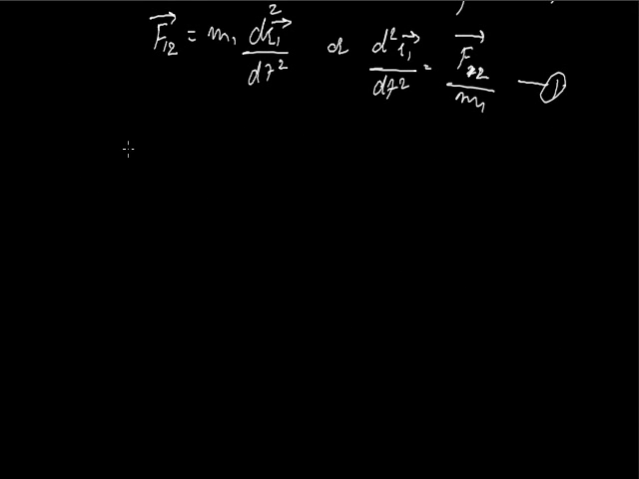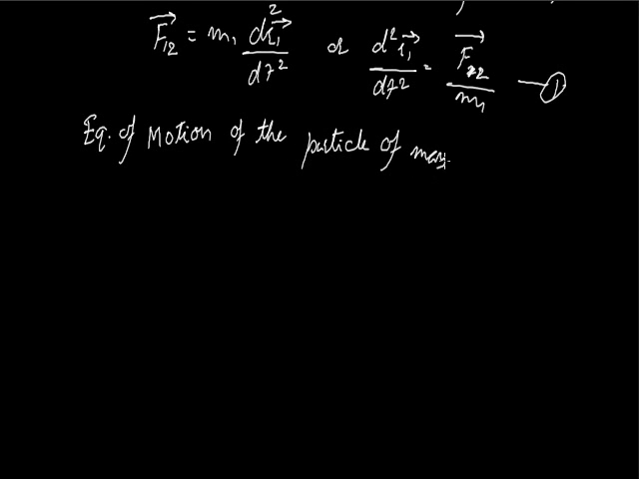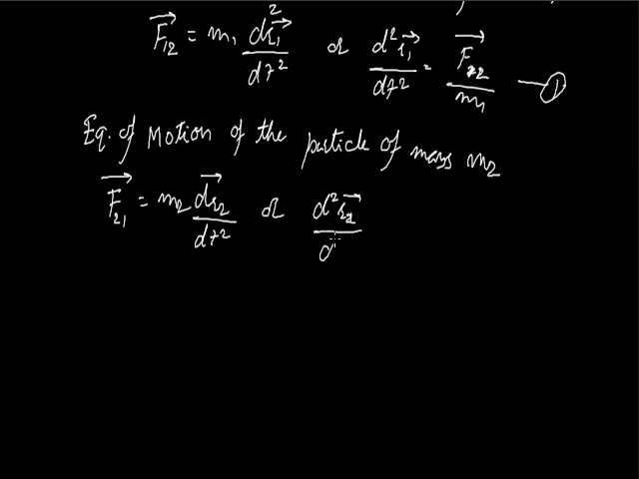Now, the equation of motion of the particle of mass M2: M2 d square r2 upon dt square is equal to F21, or d square r2 upon dt square is equal to F21 upon M2. This will be equation 2.